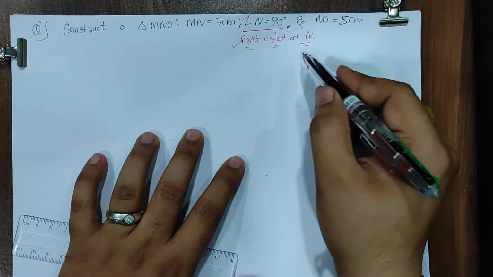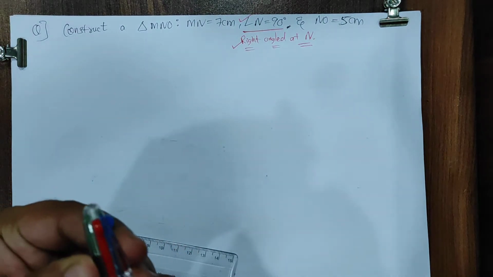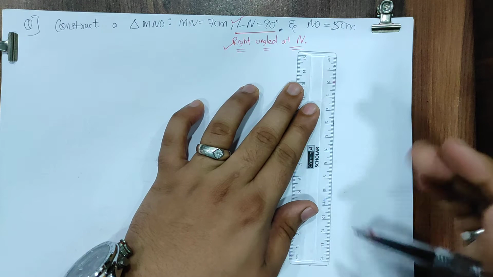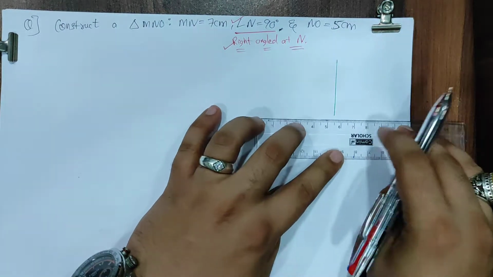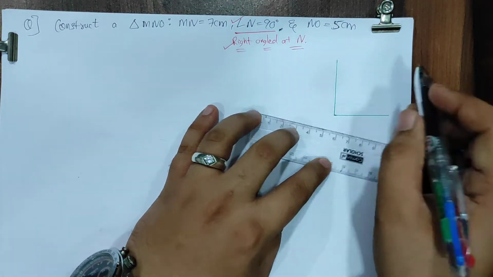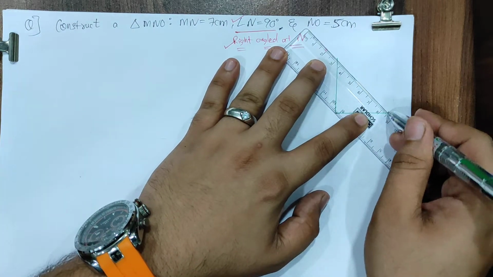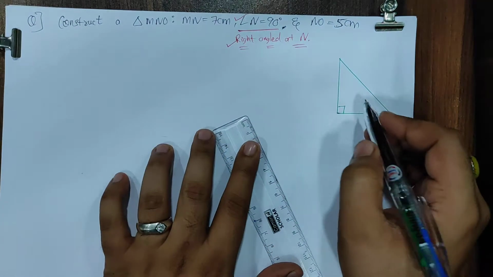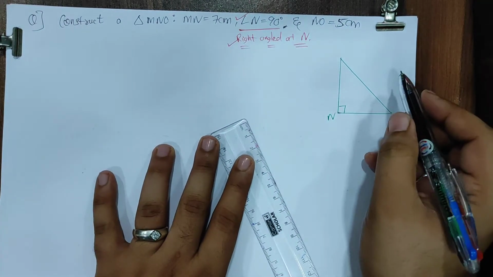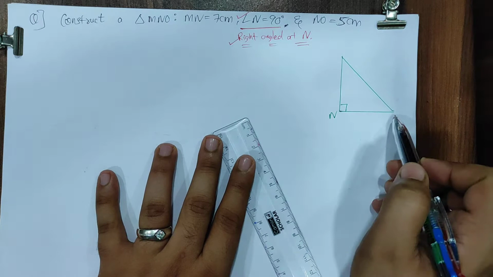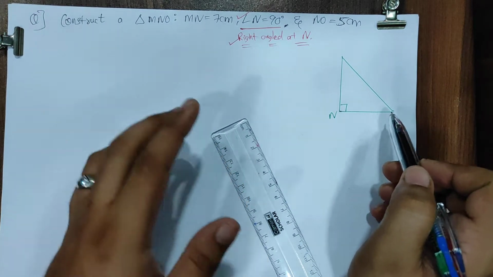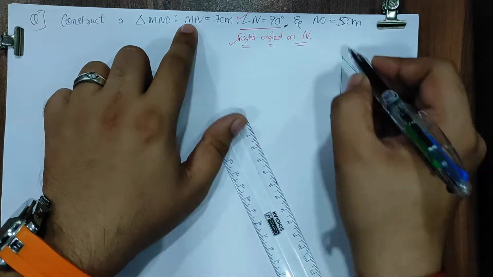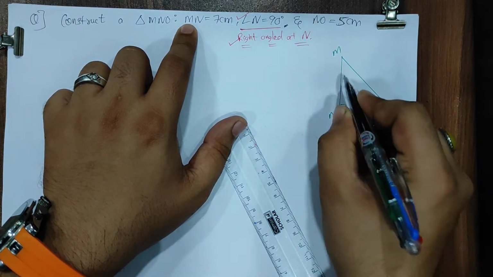Now construct a triangle MNO where N is 90 degree. How do we construct a right angle triangle? First of all, we need to draw a rough diagram over here. So in the rough diagram, this is how we draw. It's a right angle triangle, so it should look something like this. Here it's 90 degree. It's clearly given N is 90 degree or right angle at N. This is N. Now it's up to you. You can take this as M and this as O. But you should also see what data is given to us. Now see, if I take this as M and this as O, this is M and O.